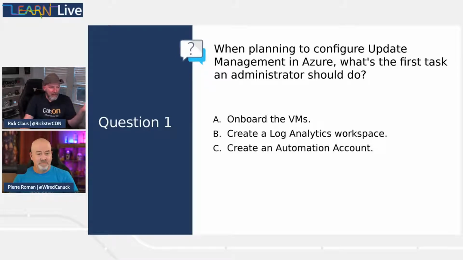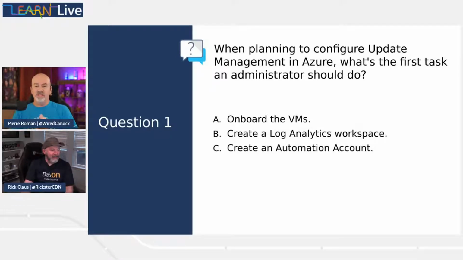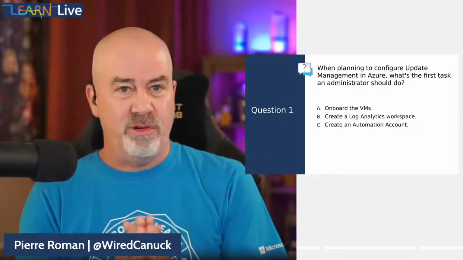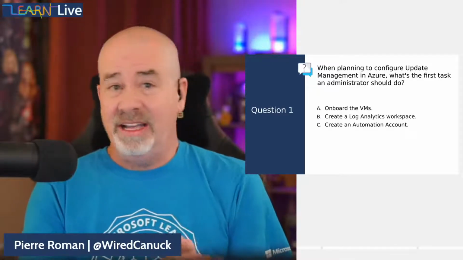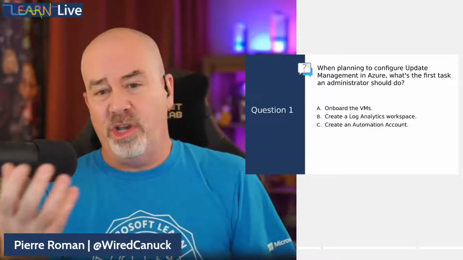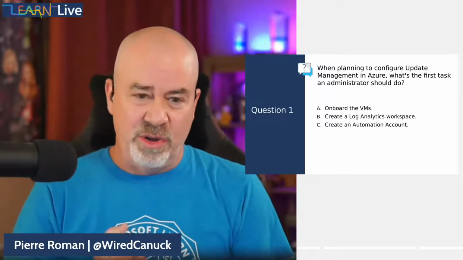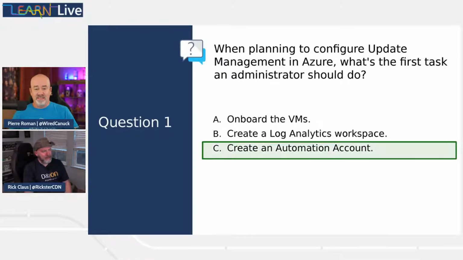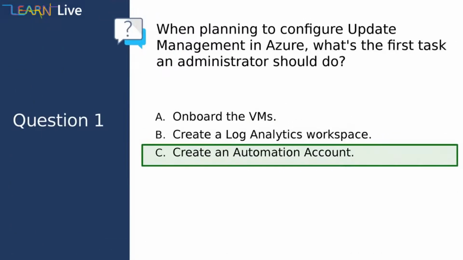Well, this is your section, man. What's the answer? Well, this one's a tricky one because you could have your log analytics workspace pre-created, or you could create it first. It doesn't necessarily make a difference whether you create it ahead of time or within the process of creating your automation account. And I know you don't onboard the VMs right away because you've got nothing to onboard them into, right? That's right. So that would mean it would be C, create your automation account? I think so. By process of elimination, that's right, create an automation account.